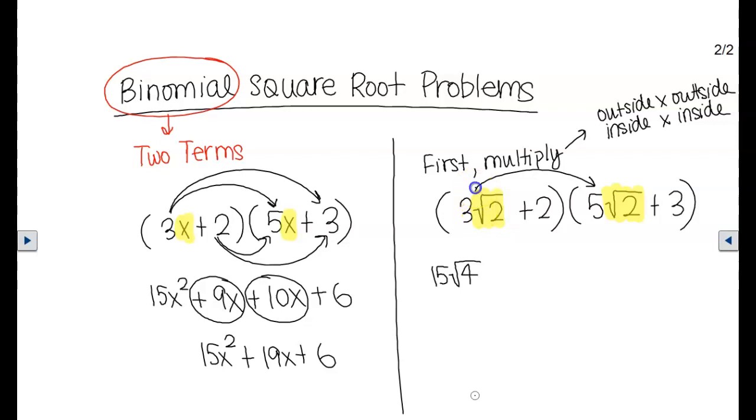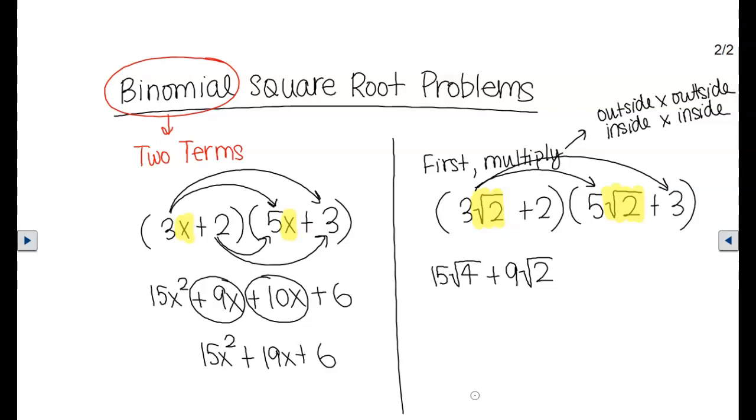All right, now you're going to do 3 square roots of 2 times 3. Outside times outside is 9. Inside times inside is still going to be a 2. This expression, 3 square roots of 2, had an inside number of 2. This 3 over here that we're multiplying by doesn't have an inside number, so that 2 doesn't change.